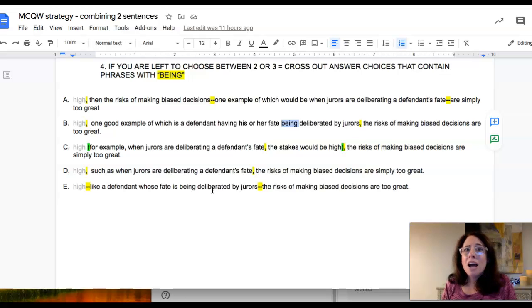Remember, you are not reading this for content. You are reading these answer choices to see how they are structurally put together with punctuation and the order of words. I hope this helps, and we will connect about this in class.